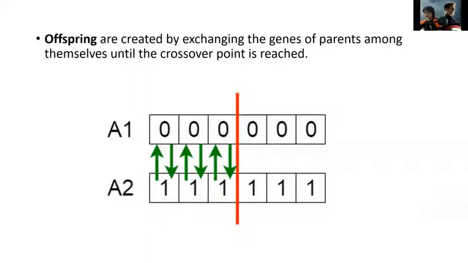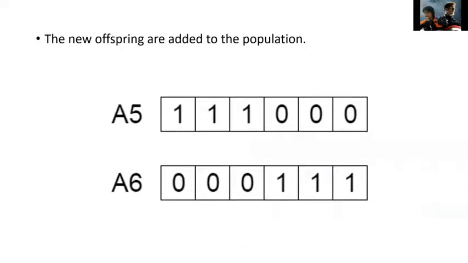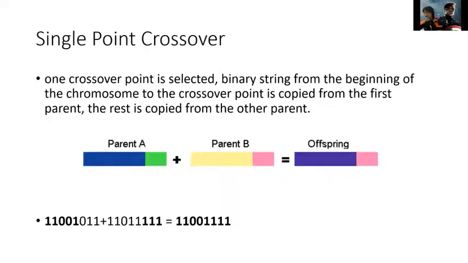So yes, we will do it in coding using a simple iteration for loop, and afterwards you get a new population, new chromosomes in the population. So A5 and A6 have been created with a simple crossover point, just by exchanging the genes within the chromosomes of A1 and A2. So there are two methods. One is single point crossover, one is 2-point crossover, and also some others like multi-point crossover, but we will only be covering two crossover methods.